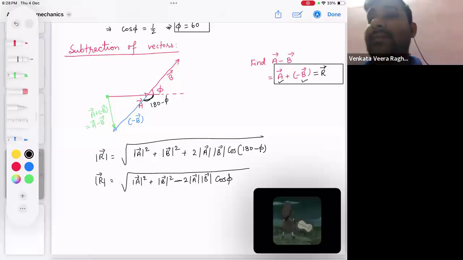So if you want to find out magnitude of A minus B, what you can do is use magnitude of A vector square plus B vector square minus 2ab cos phi. Is that clear? Please tell me, is that part clear?